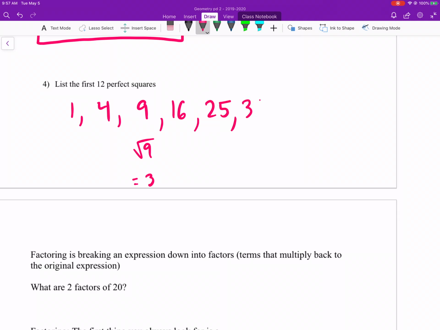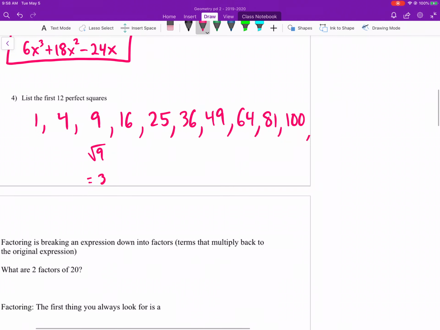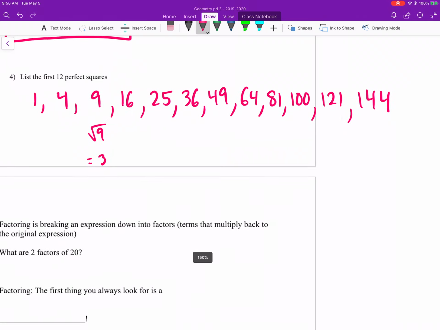6 times 6 is 36. 7 times 7, 49. 8 times 8, 64. 9 times 9, 81. 10 times 10, 100. 11 times 11, 121. 12 times 12 is 144. So those are your perfect squares.